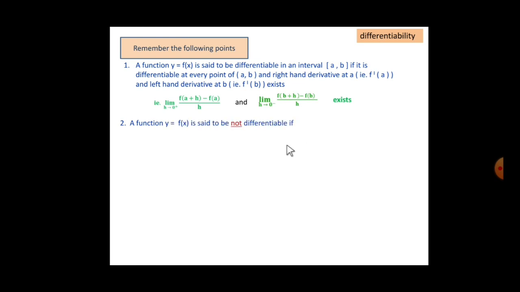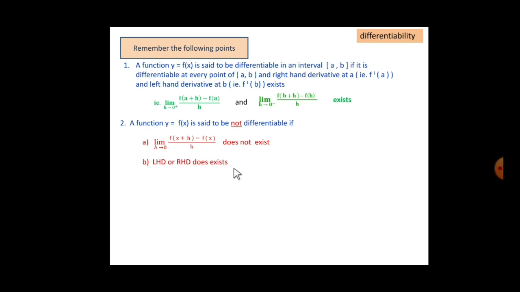Next point, a function f of x is said to be not differentiable. So far I discussed differentiability. For not differentiable, remember there are 3 points. One is the limit does not exist for this operation, that is the limit as h tends to 0 of f of x plus h minus f of x divided by h does not exist.